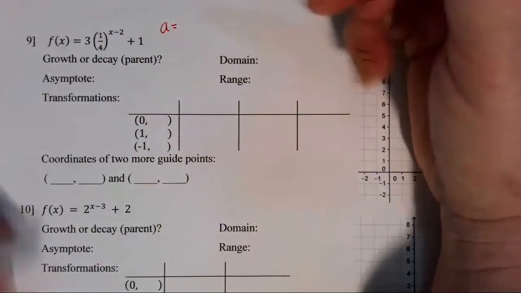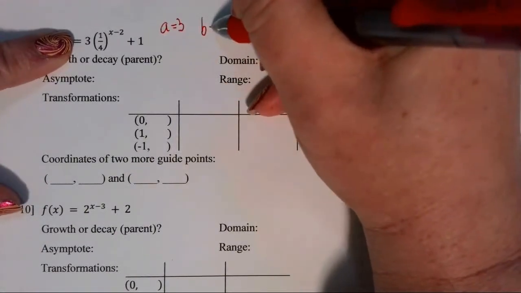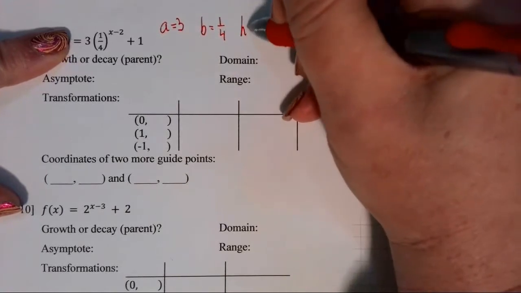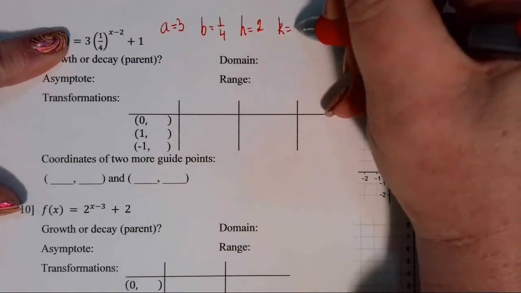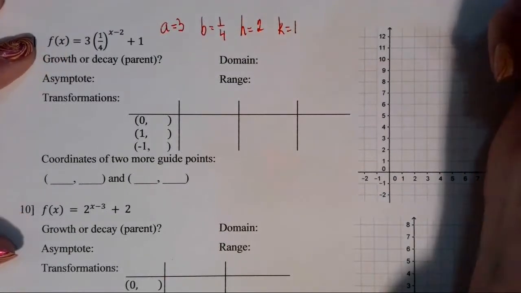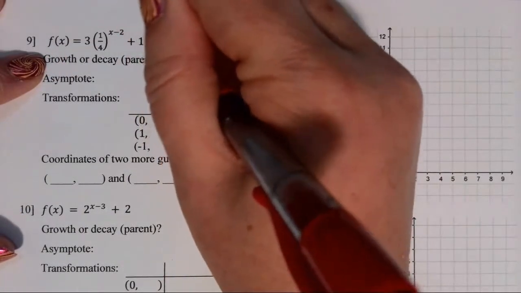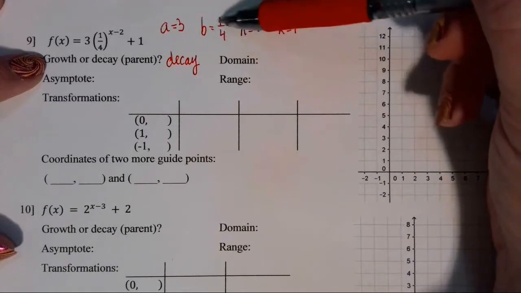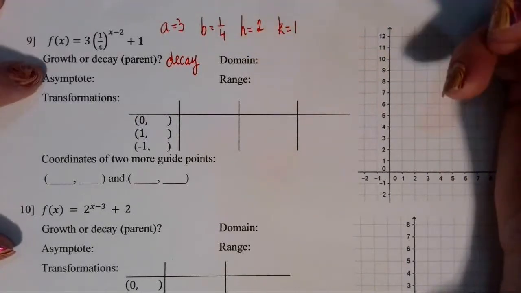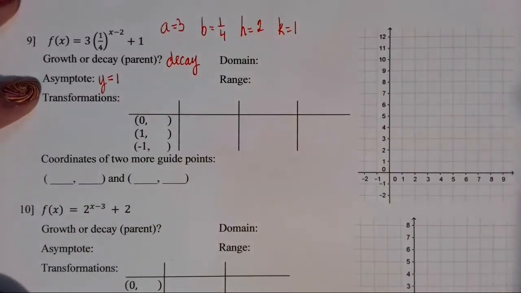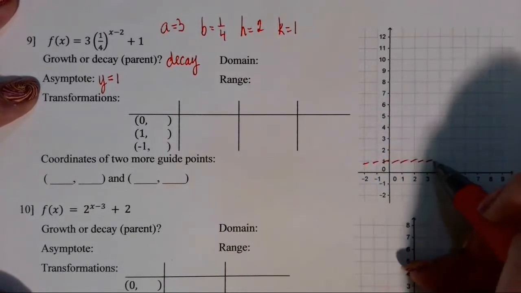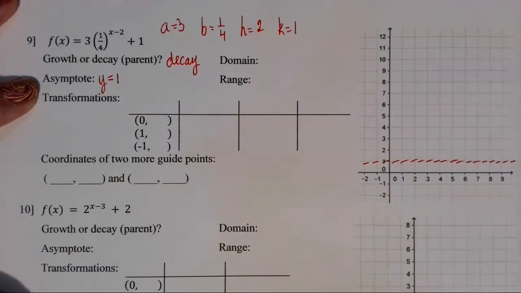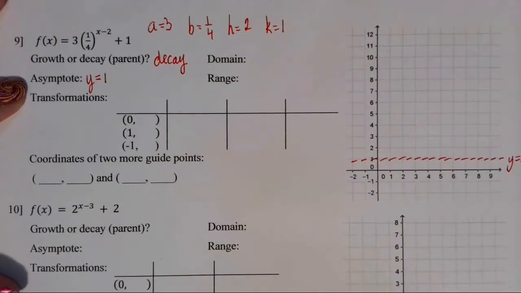And number 9, we have an A of 3, a B of 1/4, H is positive 2, and K is equal to 1. So this is an exponential decay function because the base is a fraction between 0 and 1. The asymptote is at y equals k, and our k is 1. So at y equals positive 1, we can dash in the horizontal asymptote on the graph.